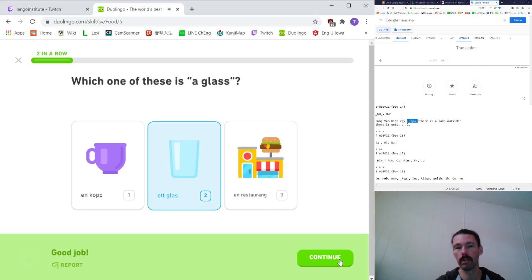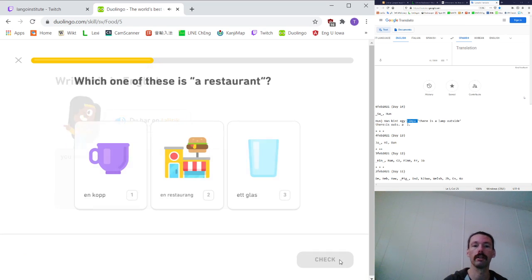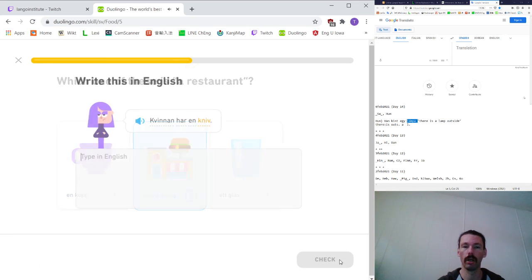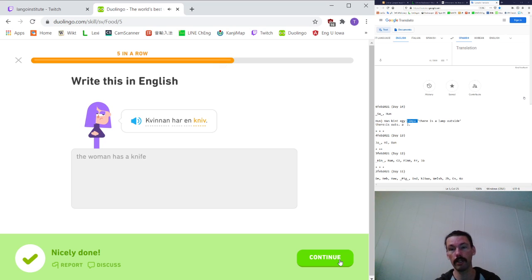Restaurang. Ett glas. Du har en tallrik. Tallrik. You have a plate. Restaurang. Ett glas. En kopp. Kopp. En restaurang. Kvinnan har en kniv. The woman has, can you guess? A kniv. A knife. Here it's a case where we can see easily how closely related the languages are.